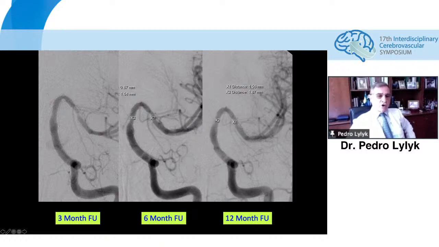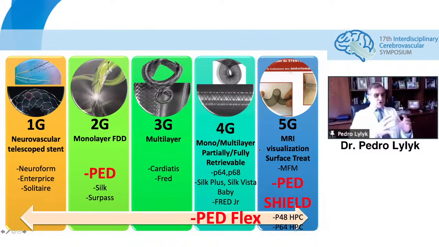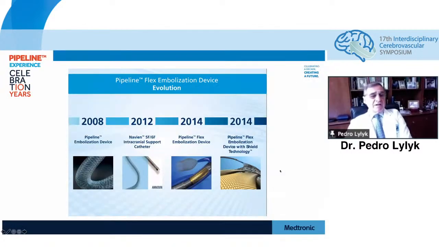It was also 6 months, but at year 30 it was almost completely resolved. So in those 13 years, a lot of things evolved. With the pipeline, the company comes out with the FLEX technology, and today we are using PED technology and Shield.